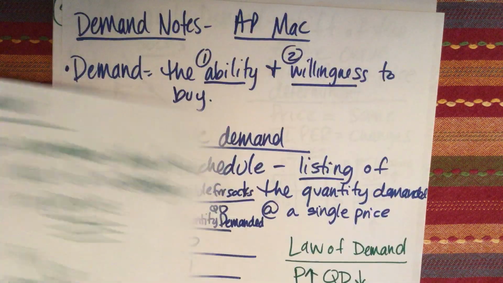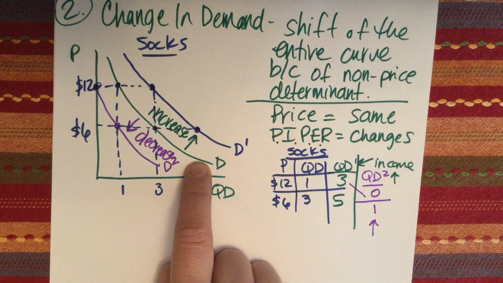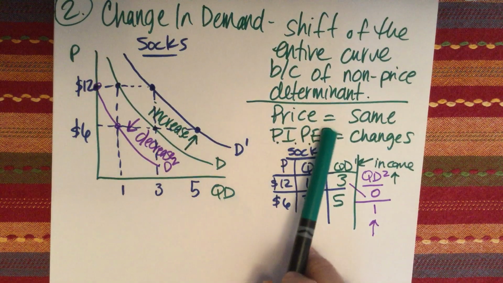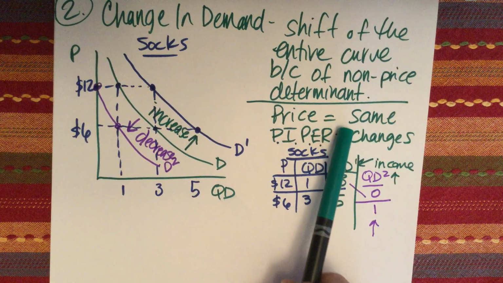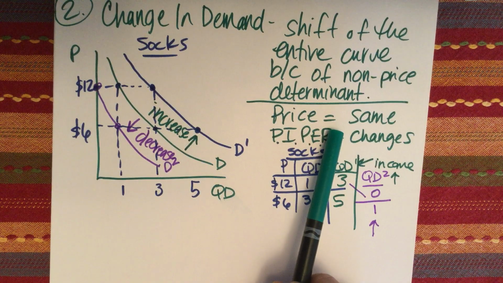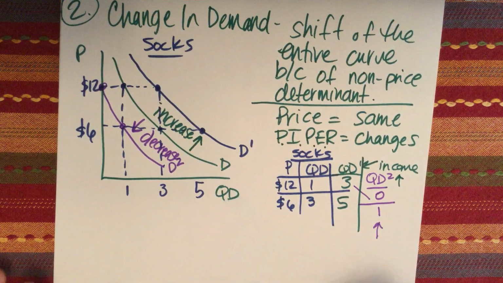Then there's the second way to show a change in demand, that is when the entire curve shifts to the right. That's an increase in demand. Price is staying the same. Absolutely most important thing to remember, the difference between each is that price in this case stays the same, but it's something else that's changing.